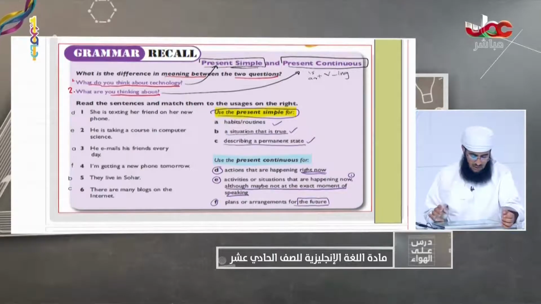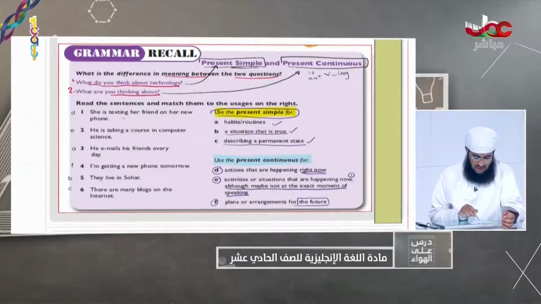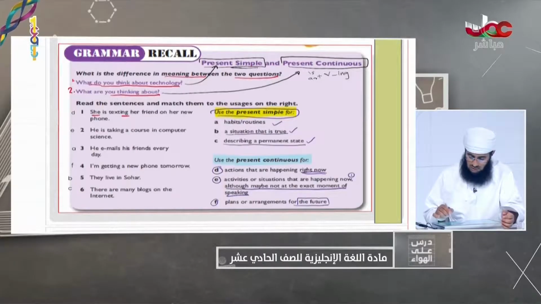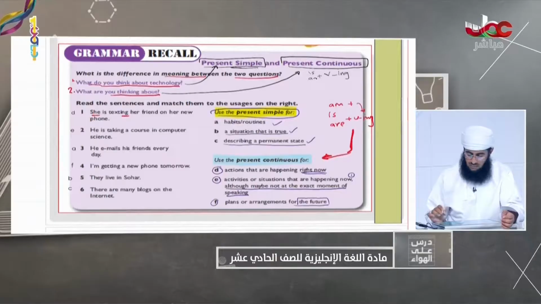Number one, she is texting her friend on her new phone. As you can see, starting with the subject, this is the present what? And we have ing here. Of course, it is continuous. Now I know it is continuous because we have is plus verb with ing. This is the form of continuous, and sometimes we have am plus the same.